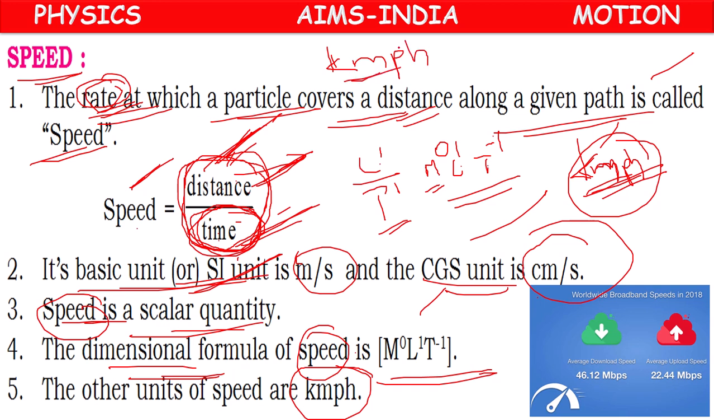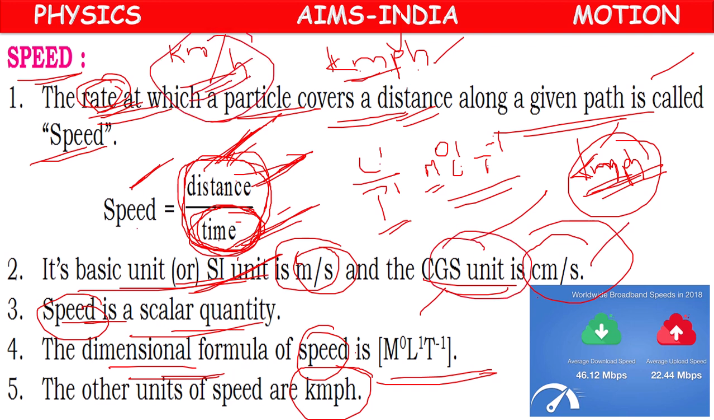Km stands for kilometer, P stands for per, H stands for hour. Kilometer per 1 hour, or we can also write it as kilometer by hour. Like that also we can write. So the SI unit is meter per second, CGS unit is centimeter per second, general unit is kilometer per hour.